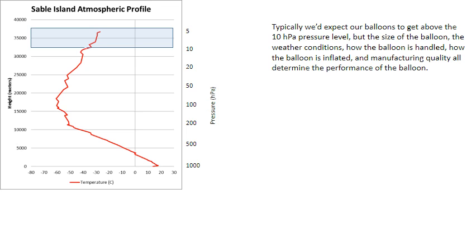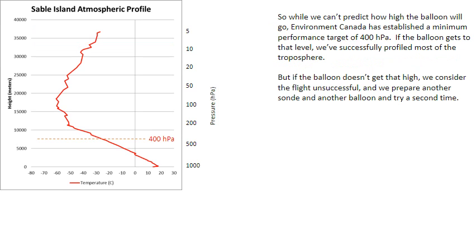Typically, we'd expect our balloons to get above the 10 hectopascal pressure level, but the size of the balloon, the weather conditions, how the balloon is handled, how the balloon is inflated, and manufacturing quality all determine the performance of the balloon. So while we can't predict how high the balloon will go, Environment Canada has established a performance target of 400 hectopascals. If the balloon gets to that level, we've successfully profiled most of the troposphere.